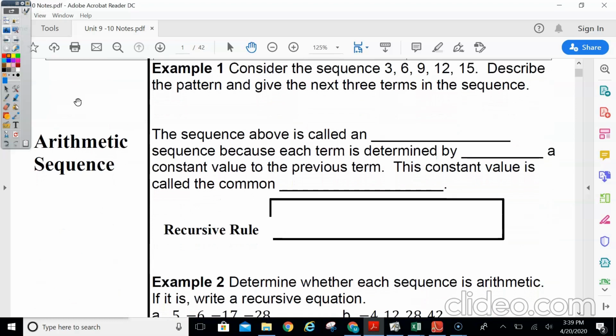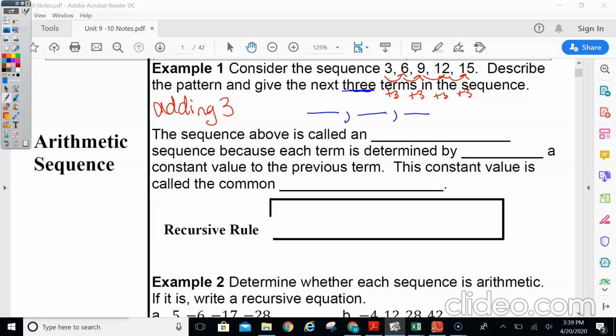Alright, so if you look at example number 1 here, consider this list of numbers. What is the pattern that's happening? From one term to the next, here I'm adding 3. Add 3. Add 3. Add 3. So the pattern here is that I'm adding 3 consecutively. Alright, and then it says give the next 3 terms. So 1, 2, 3, 4, 5. A5 was 15, so it wants a sub 6, a sub 7, and a sub 8. So here I would just add 3 to get the next one. So 15 plus 3 is 18, plus 3 is 21, plus 3 is 24. So these would be the next 3 in the sequence.